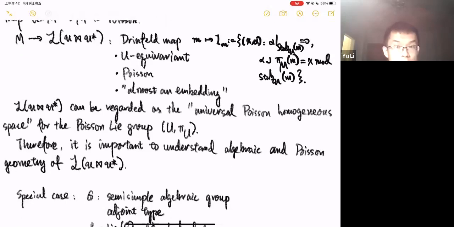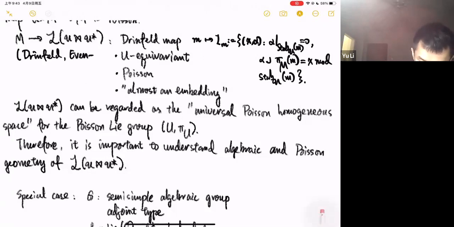It has various nice properties. For example, it's U-equivariant. One can construct a Poisson structure on the variety of Lagrangian subalgebras so that the Drinfeld map is Poisson. And up to a covering map, the Drinfeld map is an embedding. You can find these results in the work of Drinfeld and also Evans and Lu.